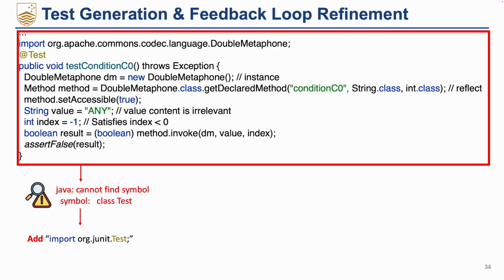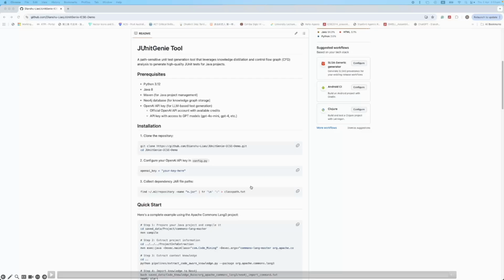Finally, JUnitGenie generates tests based on the distilled context. It then verifies whether the generated tests are runnable. If not, it analyzes the error message and refines the test code accordingly. For example, if a required test annotation is missing, it adds the necessary import statements. The process continues until a runnable test is obtained. So this is a demo to illustrate how to utilize our JUnitGenie.